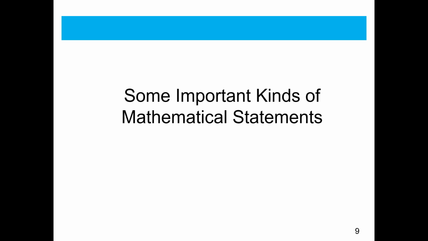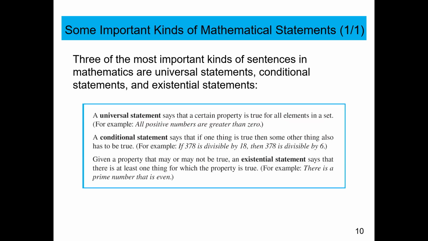Now, there are also some important kinds of mathematical statements that we need to talk about. Namely, what are called universal statements, where a certain property is true for all things. All positive numbers are greater than 0. Okay, that's true. And the other one is conditional: if, then. So one is an all statement, the other is an if-then statement. And we also have existential, meaning there is some prime number that is even. All we need is one number for that to be true.